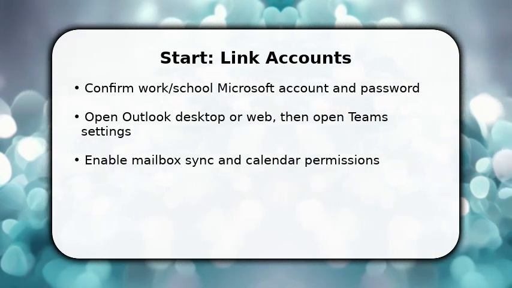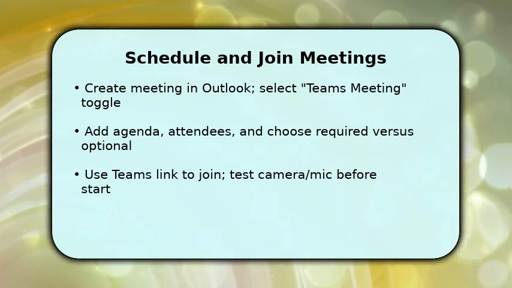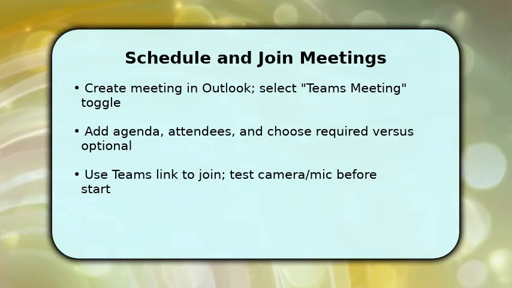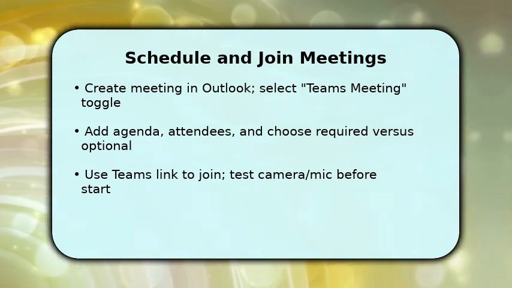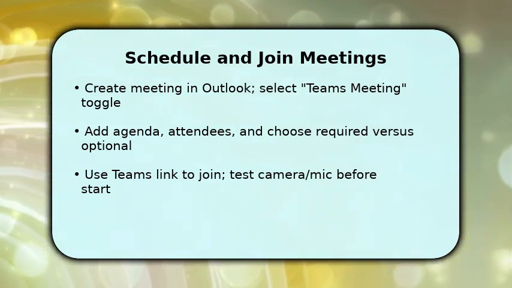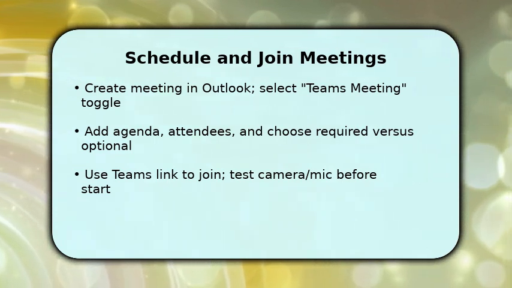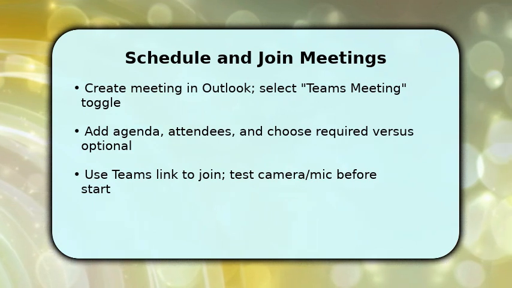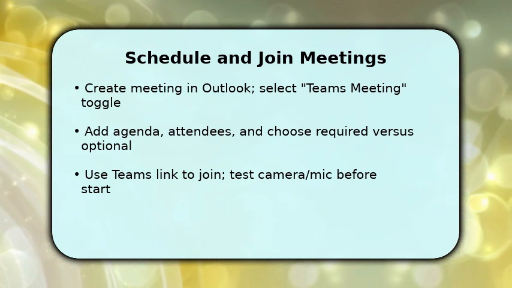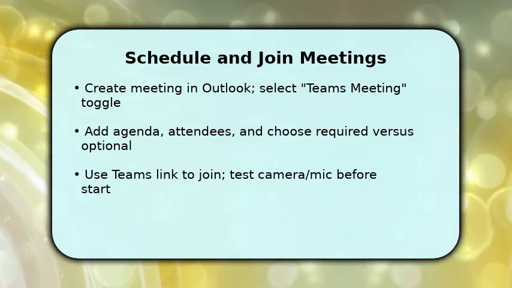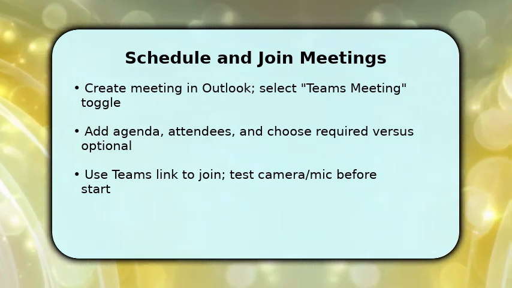Next, create and manage meetings using Outlook's Teams meeting toggle for one-click joining. In Outlook, add a clear subject, agenda, and set required versus optional attendees to streamline responses. Once invited, Teams adds a join link and handles lobby settings. Use the Teams client to test camera and mic before the meeting begins. If you want recording or transcription, enable them in Teams so participants who miss it can catch up. This keeps scheduling consistent and reduces confusion about where to meet.